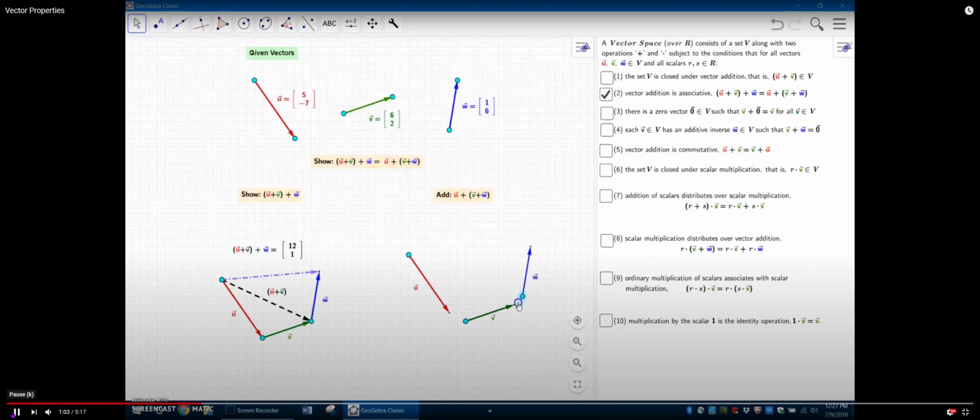Now he's going to add v to w first, and then add u to this. Notice he's preserving the order. It's not that he's shifting u to this point; the u has to come first. So you add v to w first to get this brownish line here, and then you add u to that and you get this result. Notice it's the same answer. You see that this vector here is the same as this vector here.